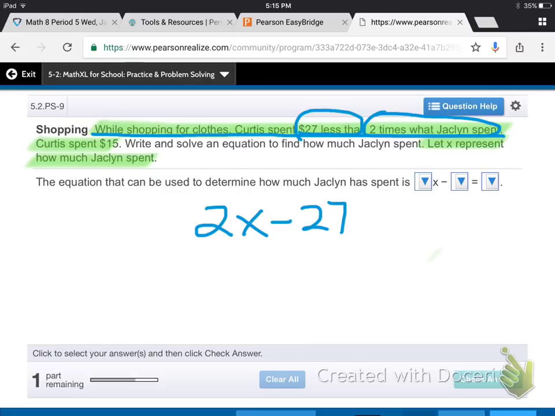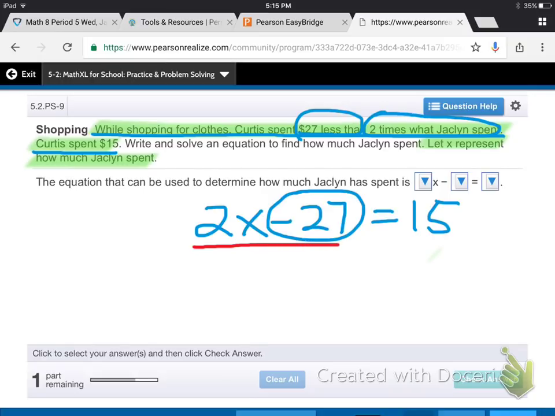It's not 27 minus 2x, it's 2x minus 27. This part means 27 less than. Okay? And how much did he spend overall? It says right here, Curtis spent $15, so it equals 15. So if we read it from left to right, it says 2 times what Jacqueline spent minus 27, or 27 less than that, is 15. If we read it from left to right, it looks like that.